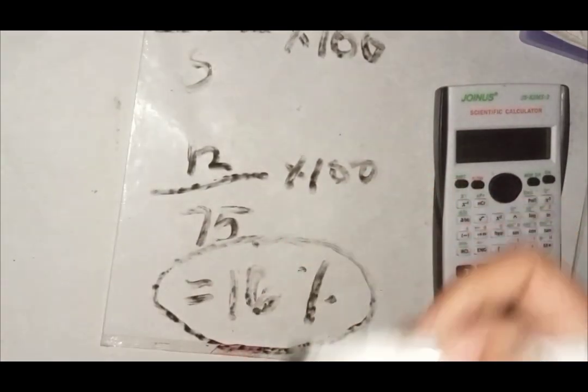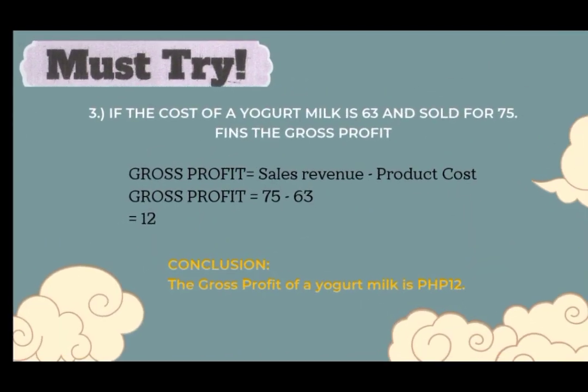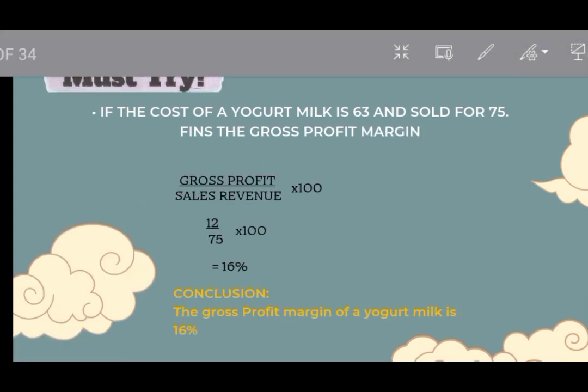So, I hope tama yung inyong mga nasagot or pareho tayo ng mga nasagot. So, ito na ang sagot sa ating gross profit. So, the gross profit of a yogurt milk is 12 pesos. So, ano naman yung gross profit margin ng yogurt milk? So, ang gross profit margin ng yogurt milk is 16%. The gross profit margin of a yogurt milk is 16%.